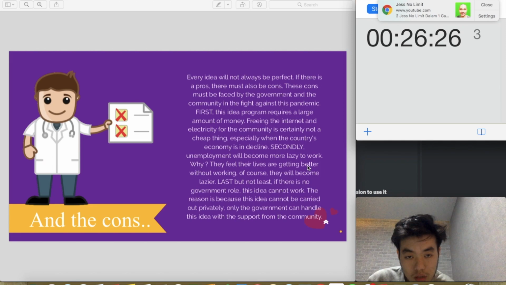Why? They feel their living is getting better without working. Of course, they will become lazier. And last but not least, if there is no government role, this idea cannot work. The reason is that this idea cannot be carried out privately. Only the government can handle this idea with the support from the community.